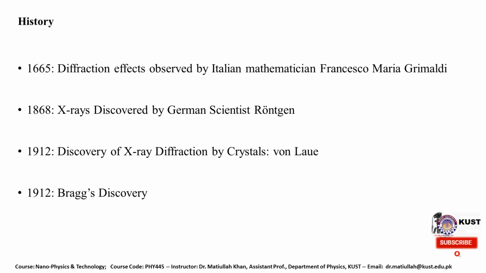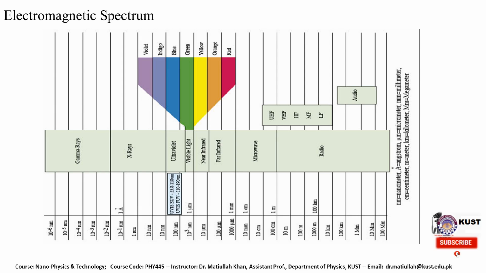And finally, in the same year, 1912, there was also Bragg's discovery, that is often used as a standard technique to perform X-ray diffraction, or to calculate parameters from the X-ray diffraction, just like the lattice spacing or the lattice constant or the diffraction angle and all other parameters.